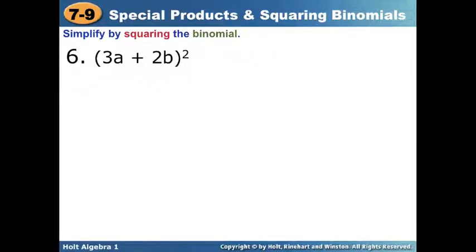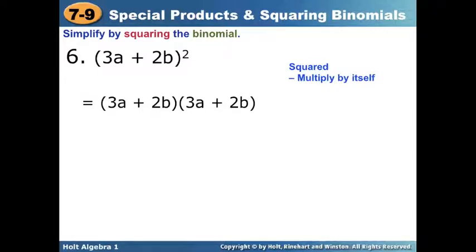Example number 6. We have 3a plus 2b quantities squared. Be especially careful when working with multiple variables. Go ahead and write it out twice. That's what squaring means, times itself. So we have 3a plus 2b times itself, 3a plus 2b. Use the distributive property to simplify.